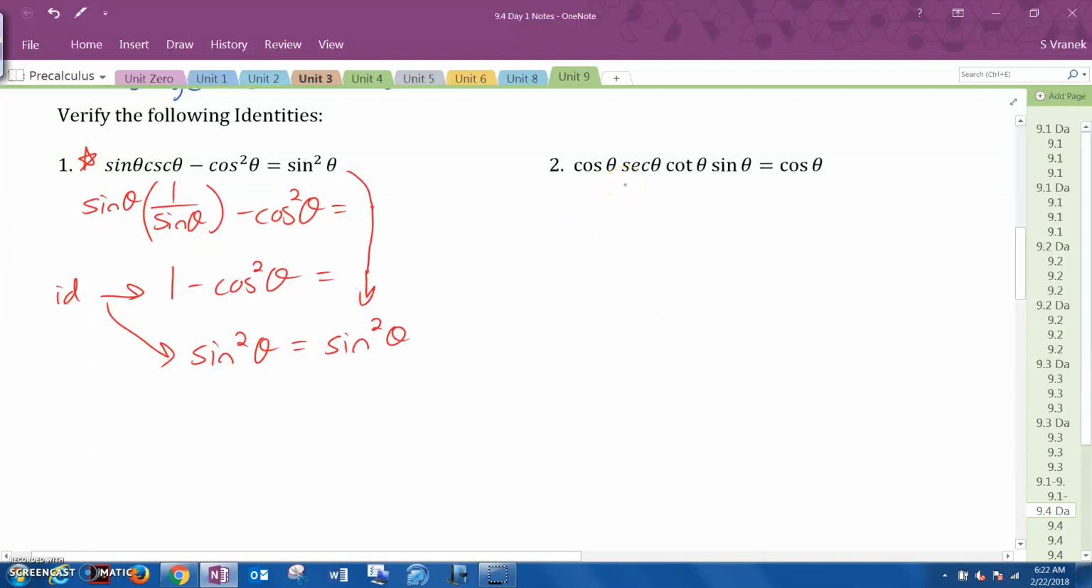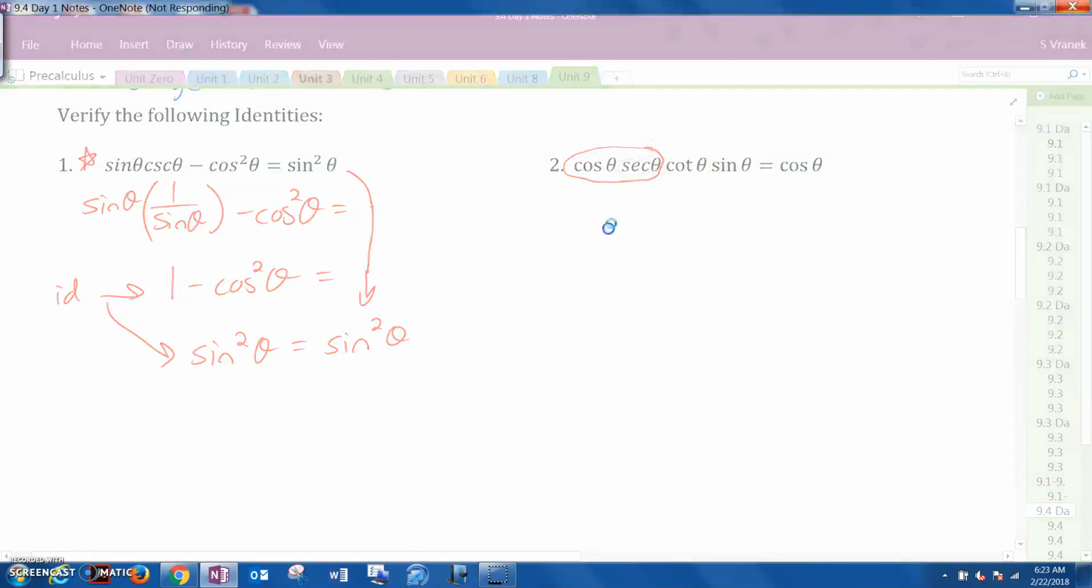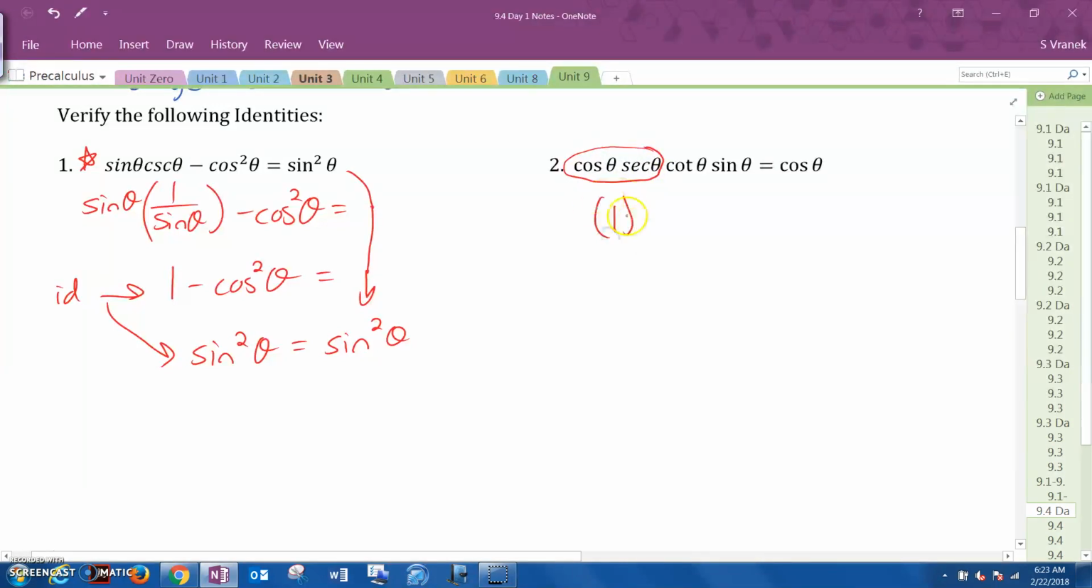Number 2, same thing, you want to work the more complex side. Clearly that's the left side. So I see I have a cosine, a secant, a cotangent, and a sine. Now if you see right away that these are reciprocals of each other, you know cosine and secant are reciprocals, that just turns into a 1. Then this turns into a cosine over a sine, and this is times sine. So sure enough, the sines cancel, and I'm left with cosine of theta. So sometimes it's as simple as just simplifying the one side, and there's not as much work to do. So, alright, let's move on then.